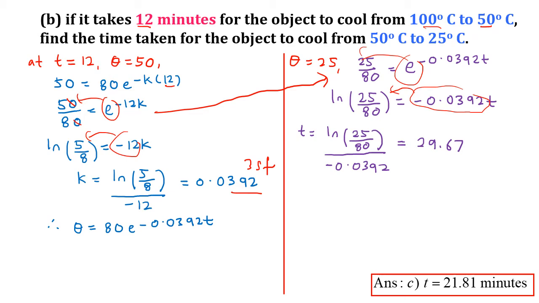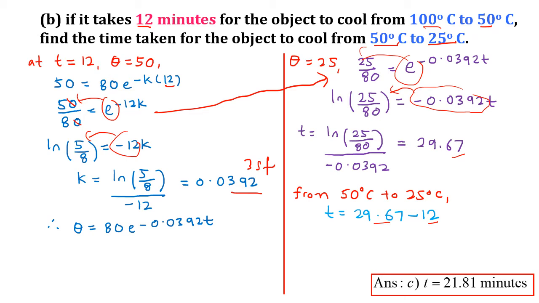However, this is not our final answer. Remember, the question asks to cool from 50 to 25. This one is from the initial temperature, that is 100. So from 50 to 25 means that we have to subtract the total time with the 12 minutes, that is from 100 to 50 degrees.